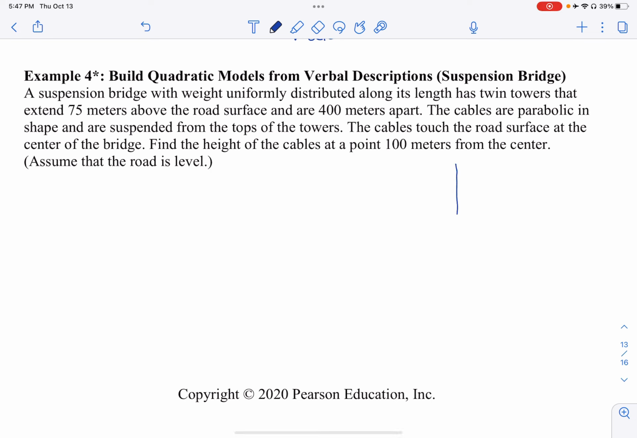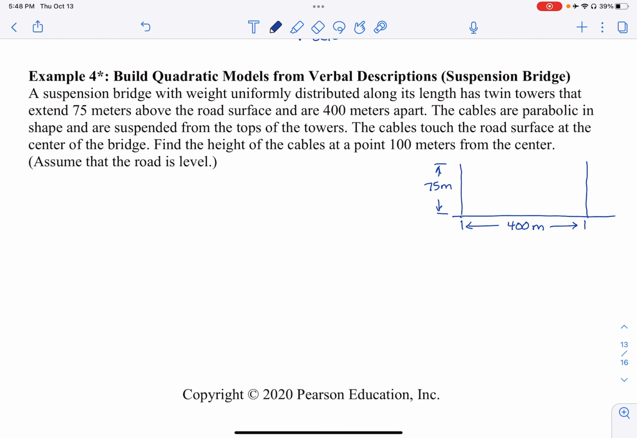So I have 2 towers. Here's tower 1 and here's tower 2. They extend 75 meters above the surface, so they're 75 meters tall above the road between them. They're 400 meters apart, so this distance is 400 meters. The cables are parabolic in shape, so they look like a quadratic, and are suspended from the tops of the towers.